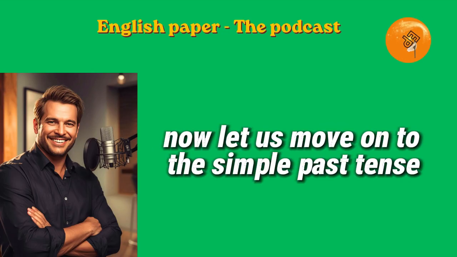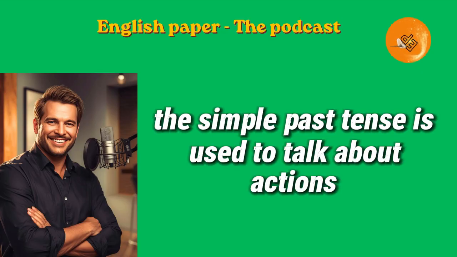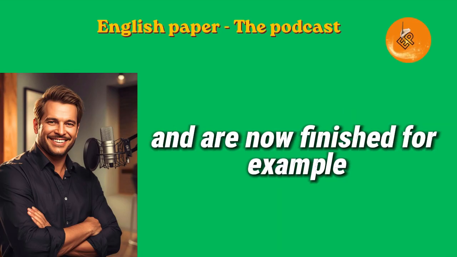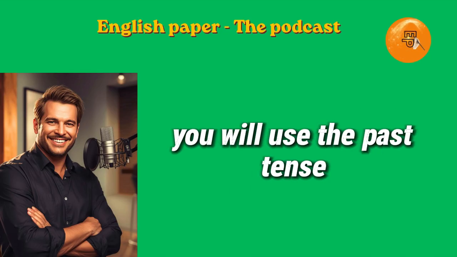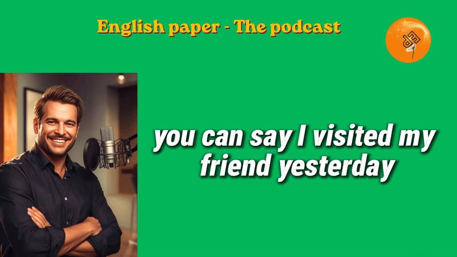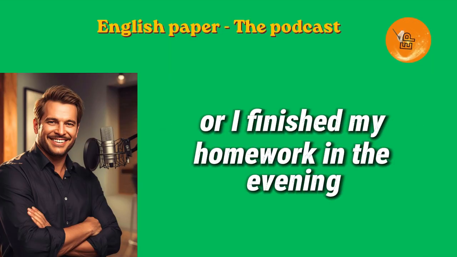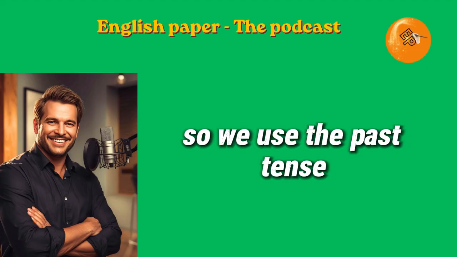Now, let us move on to the simple past tense. The simple past tense is used to talk about actions that happened in the past and are now finished. For example, if you want to talk about something you did yesterday, you will use the past tense. You can say, I visited my friend yesterday, I watched a movie last night, or I finished my homework in the evening. All of these actions are completed, so we use the past tense.